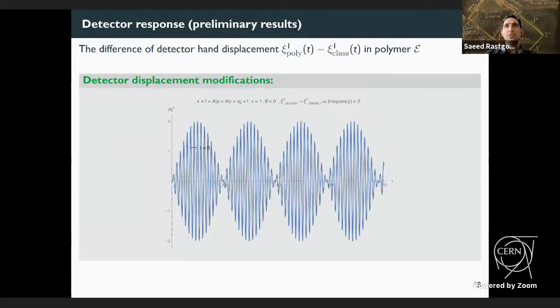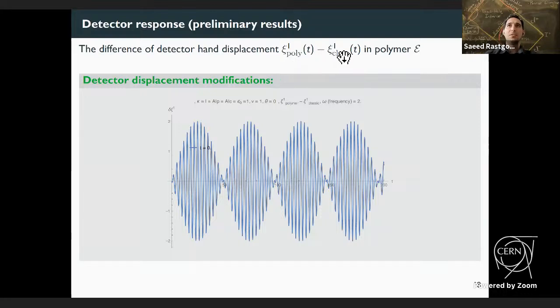This is now going to the preliminary results. So we tried to compute something that we can actually use in detectors. So suppose that I have a detector with two hands, and originally the hand has some length L, and after a gravitational wave hits it, it goes from L0 to L1. So the difference between L0 and L1, let's call it chi here.